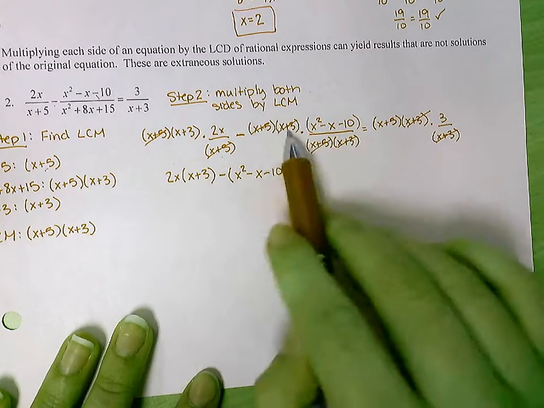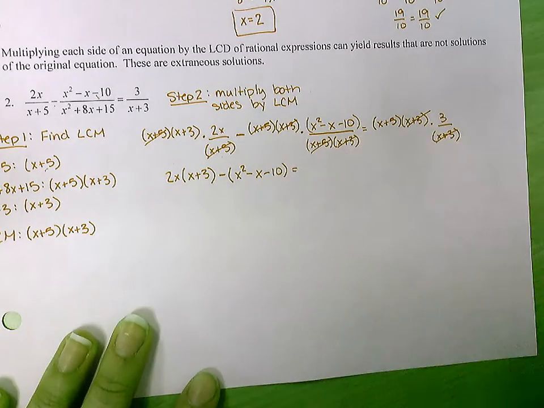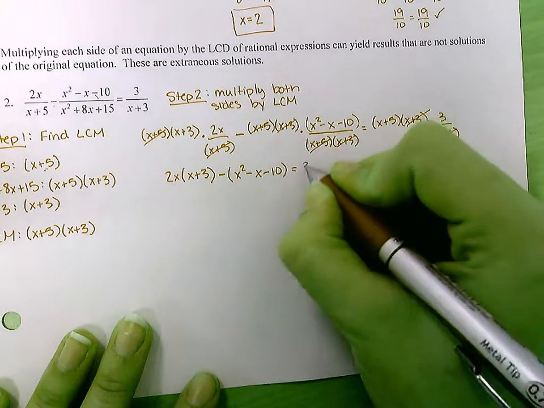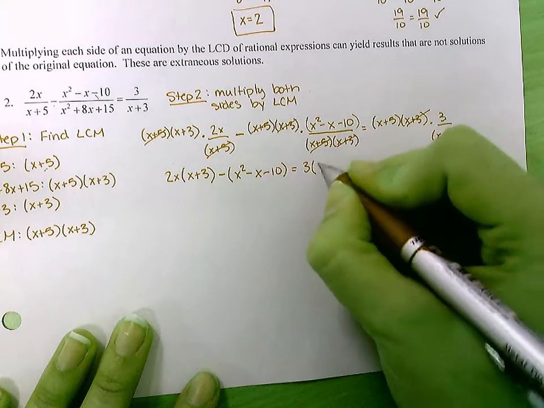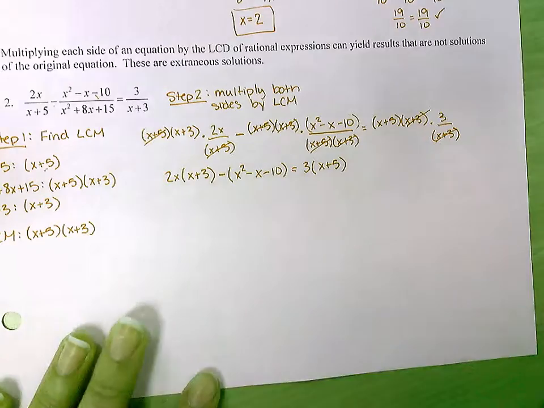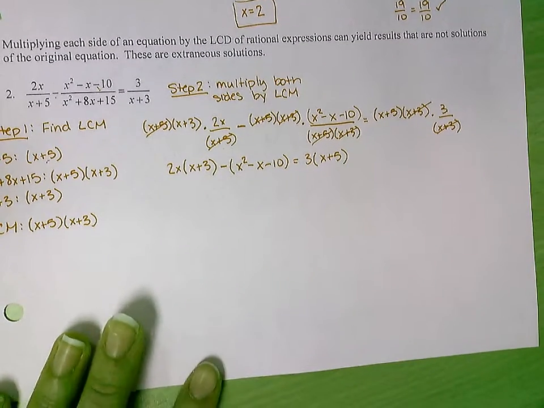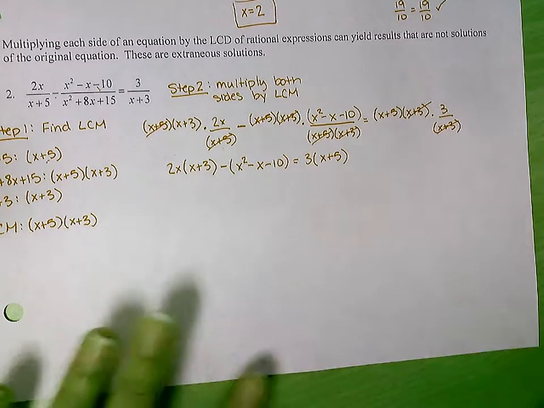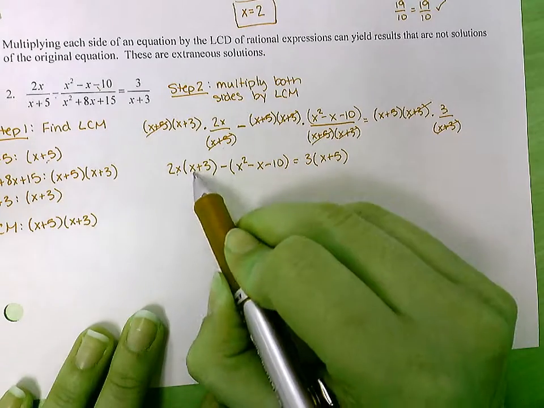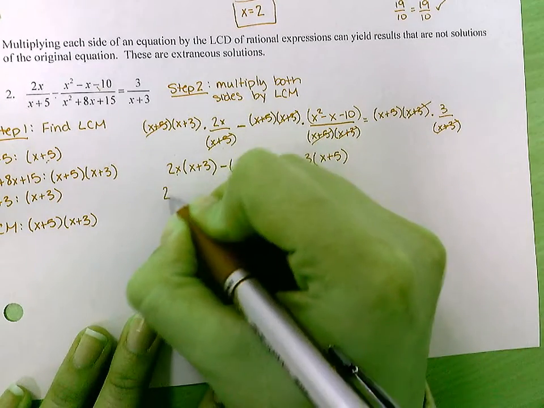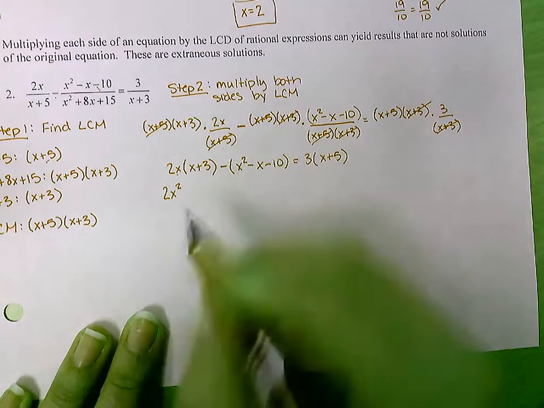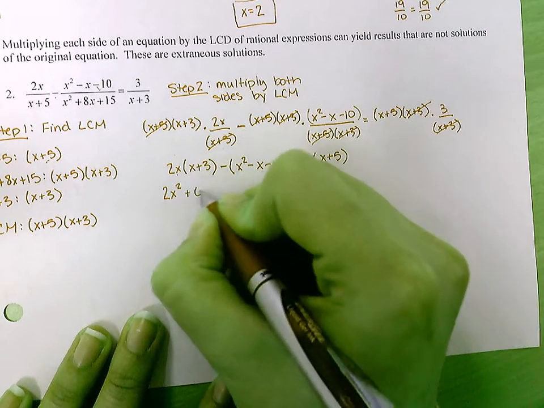And all of those canceled. Okay, we have that equal to 3, and I still have x plus 5 left. Okay, now I can start distributing. So I have 2x times x, that's 2x squared, plus 6x.